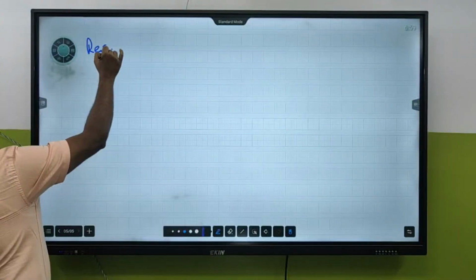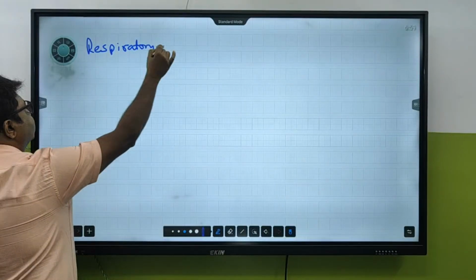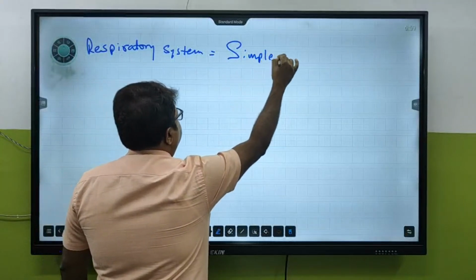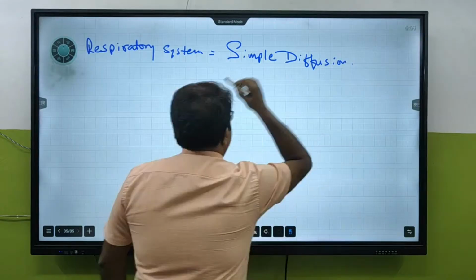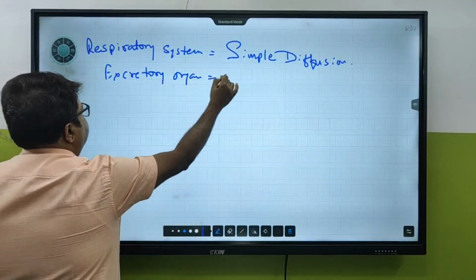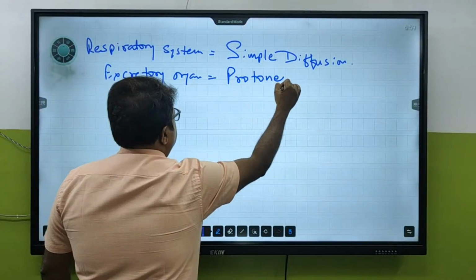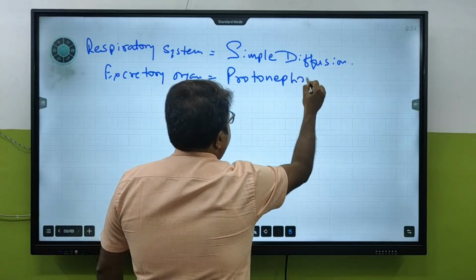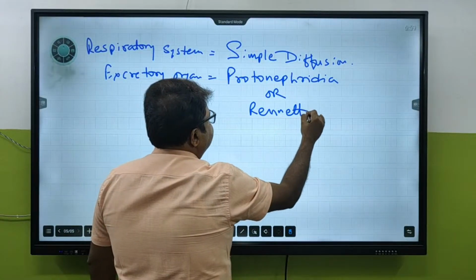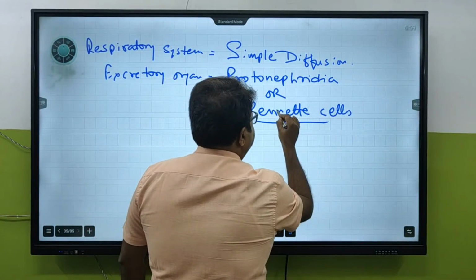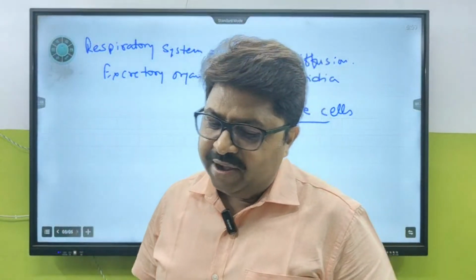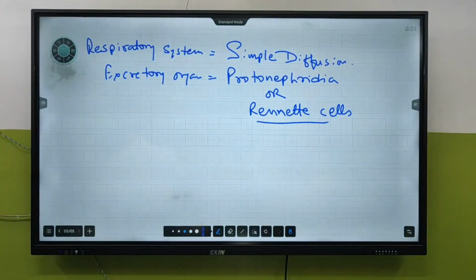What kind of respiration? Do they have a respiratory system? Their respiration is in the form of simple diffusion. What about the excretory organ? Do they have any excretory organ? Yes. They have got some cells called protonephridia, or rennet cells, which act as an excretory organ.